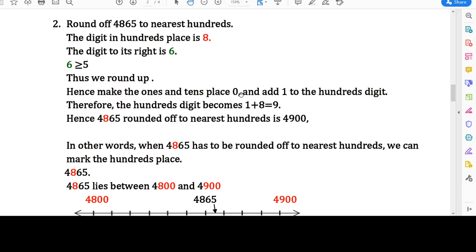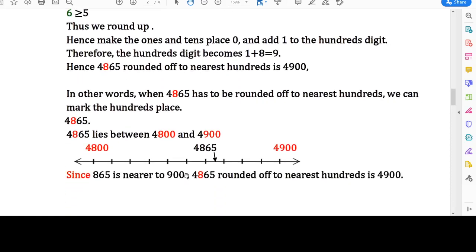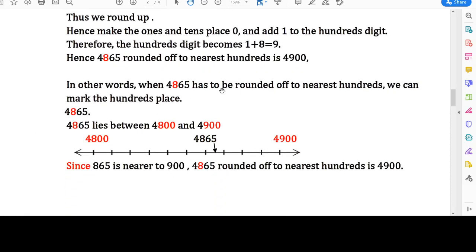In other words, we can diagrammatically understand the same thing. When we are rounding 4865 to the nearest hundred, we can mark the hundreds place first. So I have marked it with red color. Now, since it is the hundreds place, we will take multiples of 100. 865 will lie between which two hundreds? So it will lie between 800 and 900.